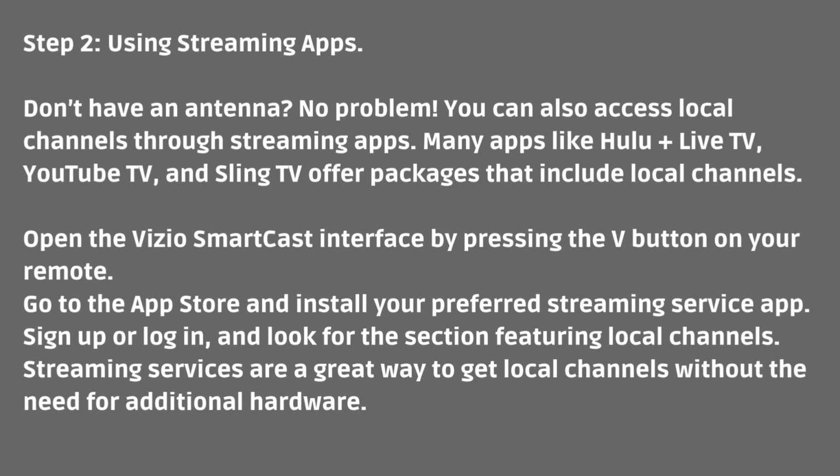Open the Vizio SmartCast interface by pressing the V button on your remote. Go to the App Store and install your preferred streaming service app. Sign up or log in, and look for the section featuring local channels. Streaming services are a great way to get local channels without the need for additional hardware.